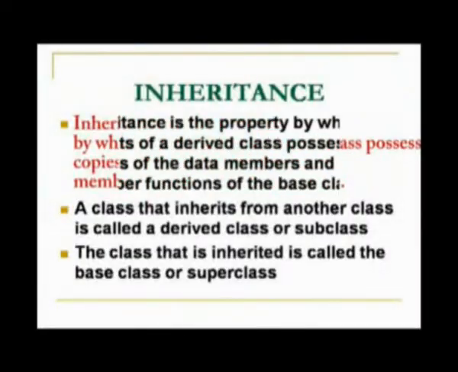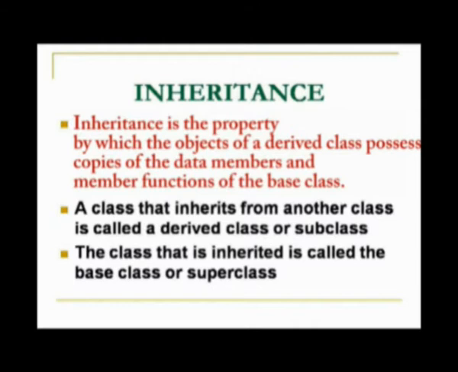Inheritance is a property by which objects of a derived class possess copies of the data members and member functions of the base class. So, a derived class is a class which inherits from another class, and the base class is the parent class. Here again, every class has its own data members and member functions. Data members are variables like integer, float and so on.